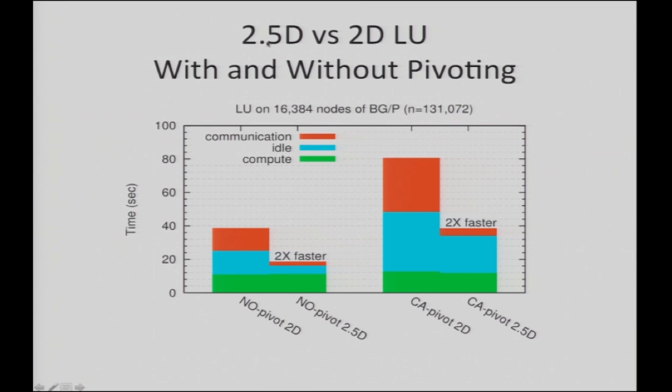So let me do no pivoting first. Certainly that's got to be faster. And here you can see the speedup from just doing the replication trick is a factor of 2x. Again, all the communication pretty much goes away and the idle time goes away.